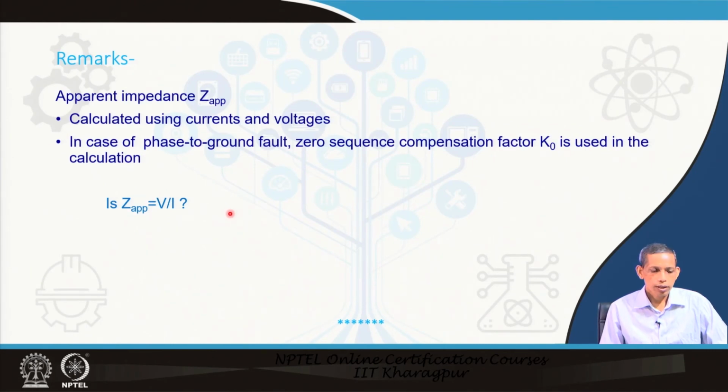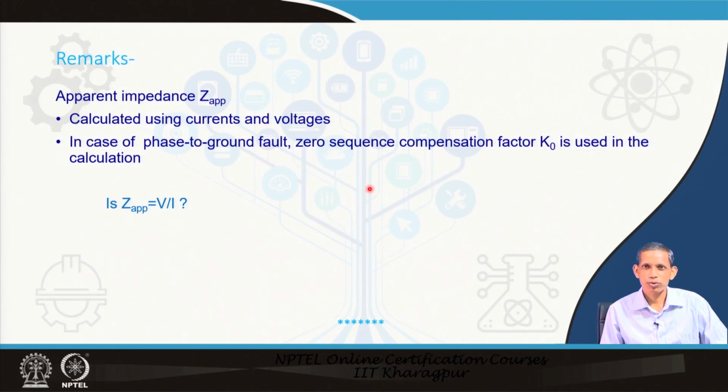So, in summary, Z apparent calculation is an integral part of the distance relay. It uses the local currents and voltages for this. For the proper relation of Z apparent, we require a fault classification; the fault type must be known. In case of phase to ground fault, the zero sequence compensation factor is used only for phase to ground fault, not for any other types of fault. K0 happens to be complex also and depends upon the line parameters.